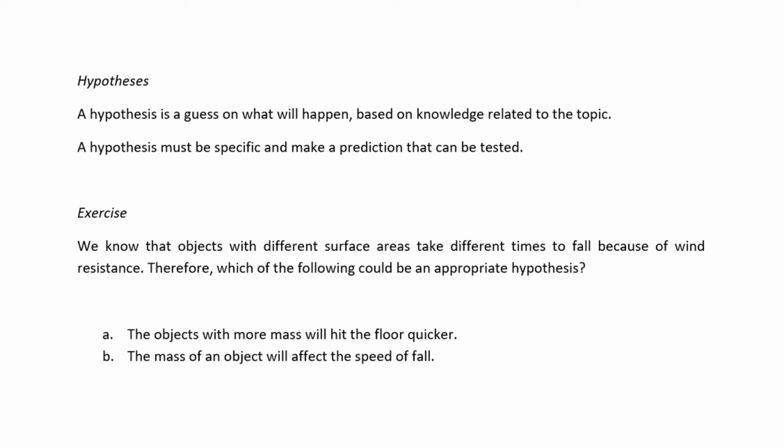So, we know that objects with different surface areas take different times to fall because of wind resistance. For example, a leaf will take more time to fall than an apple. The leaf has a large surface area that the wind will blow against. The apple has a smaller surface area. Therefore, which of the following could be an appropriate hypothesis?